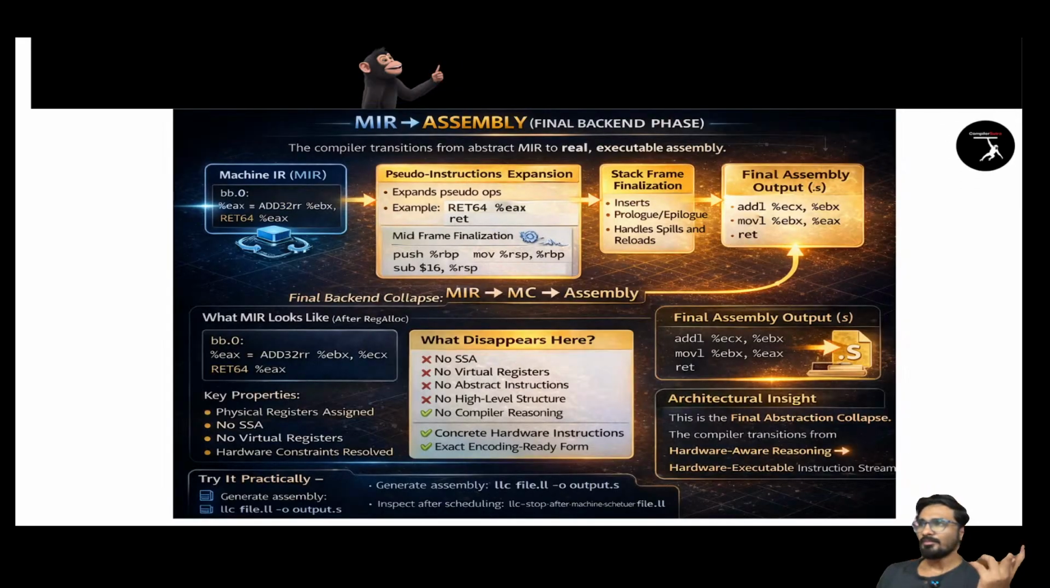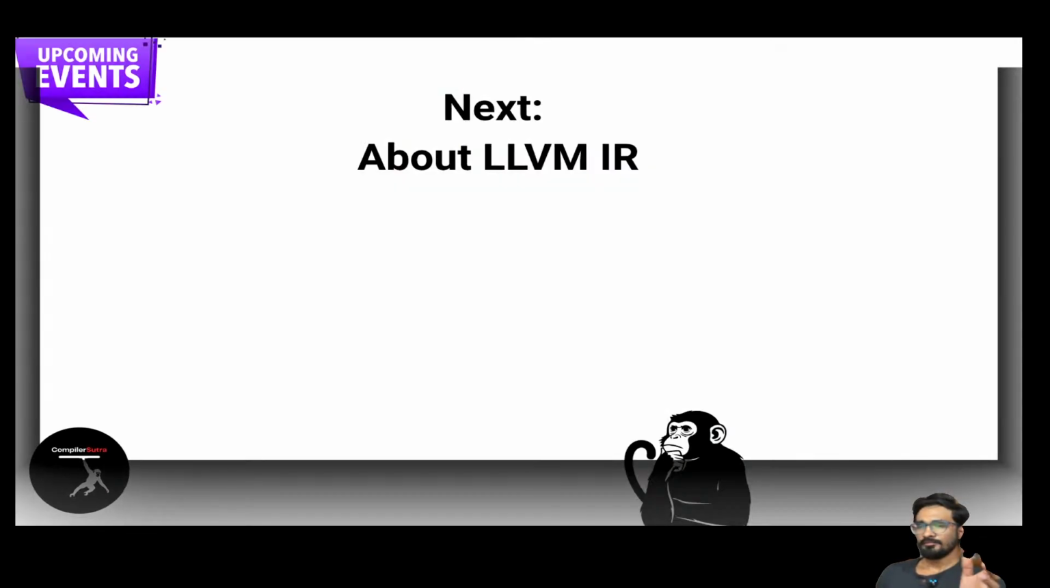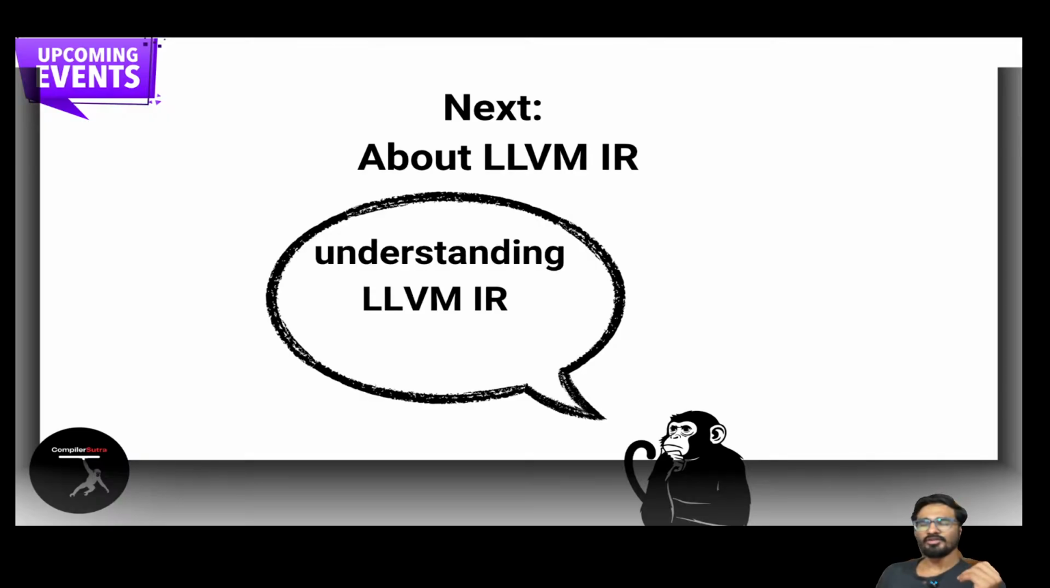Now the second part of the backend is from machine IR, where we generate assembly. So this is the complete flow from machine IR to the assembly we are generating. So each stage we have now seen. In the next video we'll see how the LLVM IR looks.